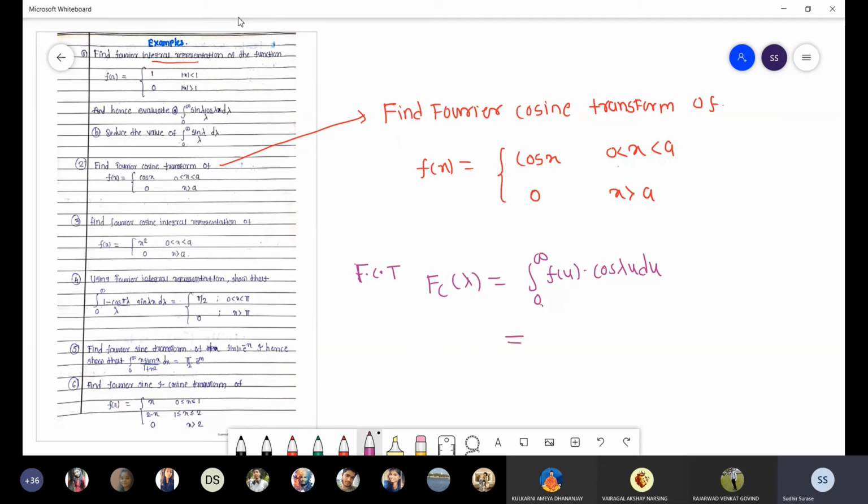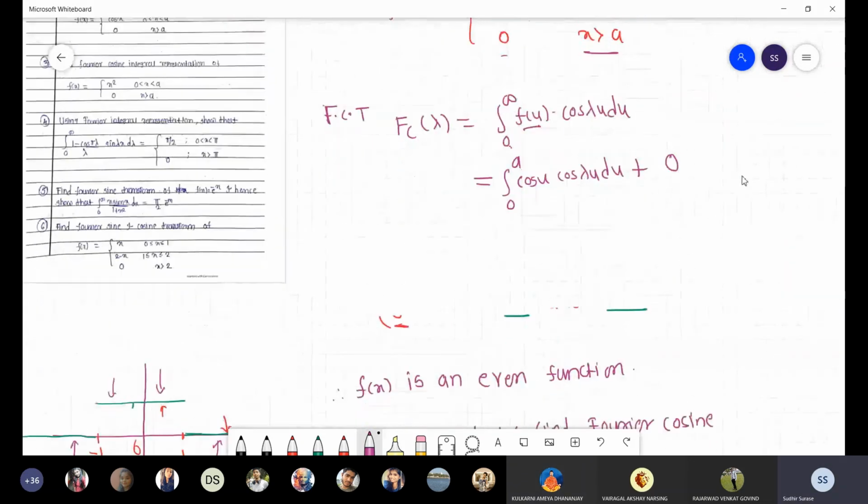So this becomes 0 to a, and in that interval we have the value cos x. So f of u is cos u, and here we have cos lambda u du, and in the next term we have 0. So directly we can write it is simply 0. Now the next question is how to solve this integral. That is the question.